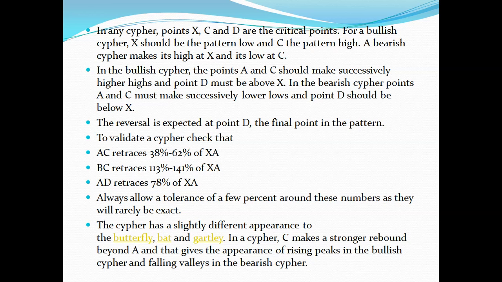In the bullish cipher, points A and C should make successively higher highs and point D must be above X. In the bearish cipher, points A and C must make successively lower lows and point D should be below X. The reversal is expected at point D. That is the final point of the pattern.